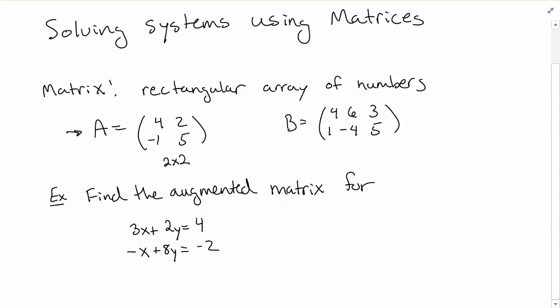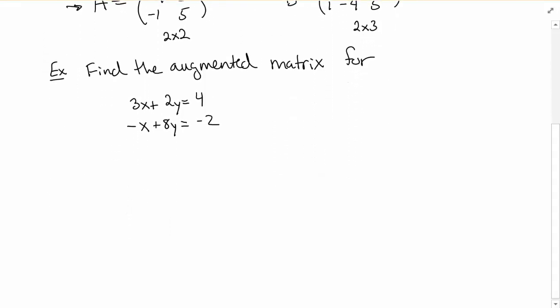You always start with the number of rows first and then the number of columns. And matrix B is a 2 by 3 because it has 2 rows and 3 columns. And we're going to use these matrices to help us solve systems. We'll go by hand first and then we'll use technology later. So let's find the augmented matrix for the following system.